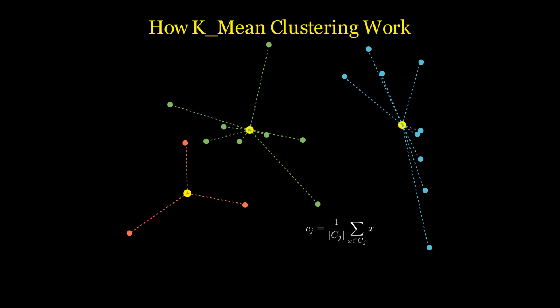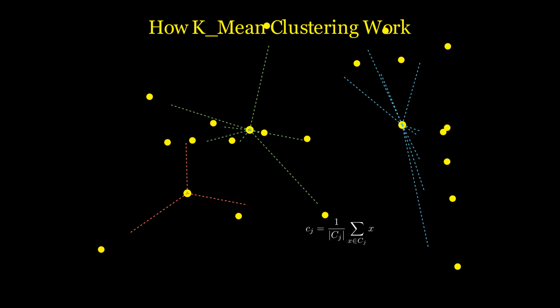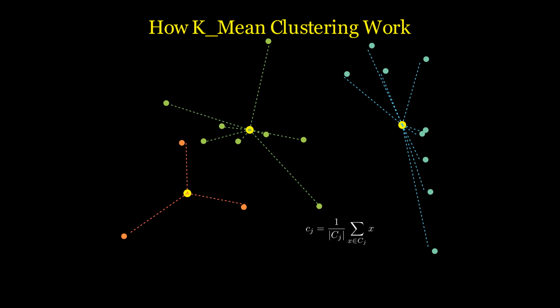The algorithm converges, and the final clusters are formed. Each cluster is represented by a distinct color. And that's how k-means clustering works. K-means clustering effectively groups data based on similarity. It minimizes the within-cluster variance, making it a powerful tool for clustering tasks.